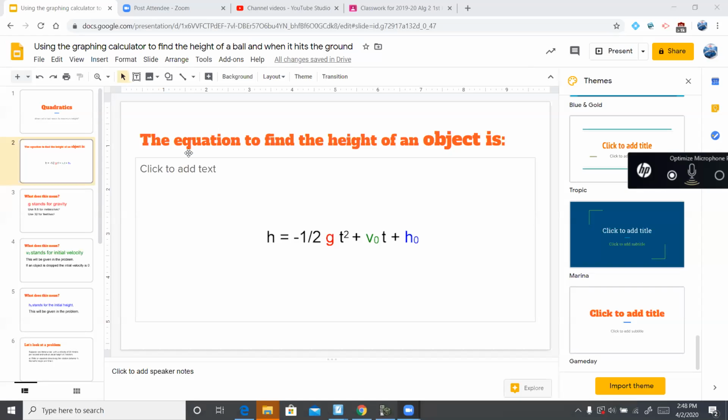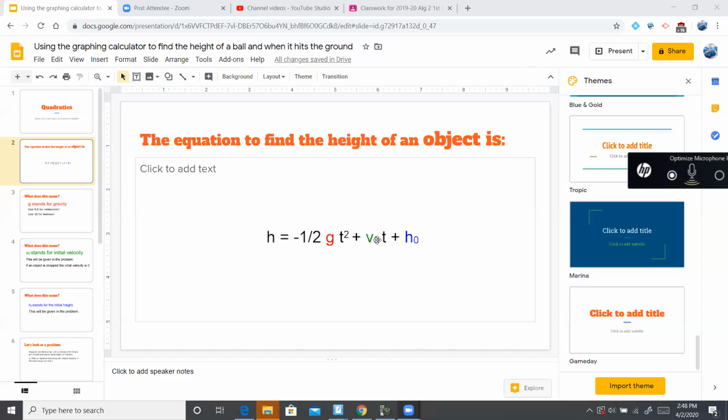Okay, guys, today we're going to learn the equation to find the height of a ball. So I want you to take a look at this Google slide. Right here, this is the equation as to how we can find the height of a ball at any given time. This H stands for the height of the ball at any given time.